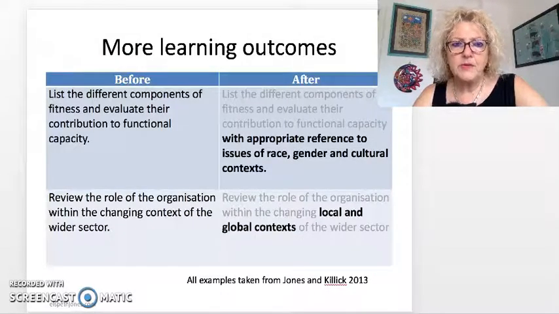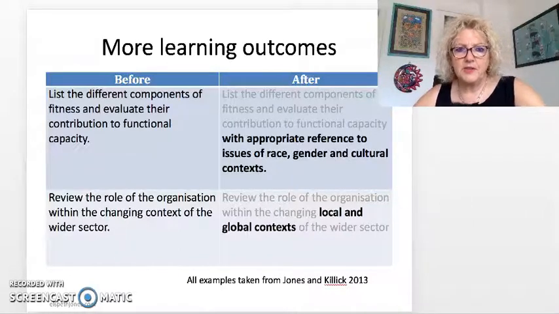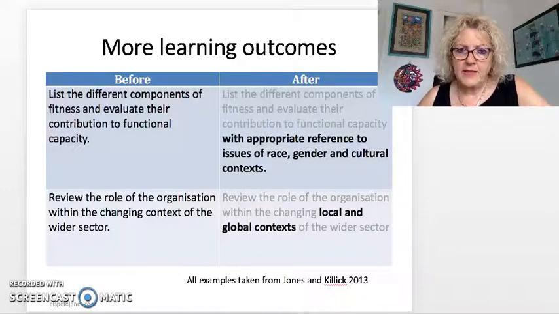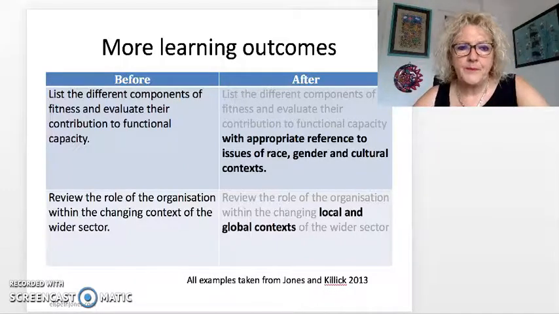Some more examples. This one was from sports science. List the different components of fitness and evaluate their contribution to functional capacity. And we added, with appropriate reference to issues of race, gender and cultural context. And again, this really just reinforces the international and intercultural elements that I spoke about earlier.